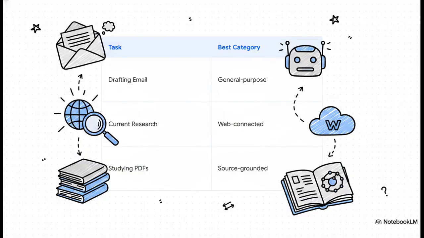So let's map it out for your day. Drafting an email? Use a general-purpose assistant. Need current research? Jump over to a web-connected tool. Studying a dense batch of PDFs? Fire up a source-grounded notebook. Deliberately matching your daily tasks to their ideal AI category is exactly how you build a winning playbook.